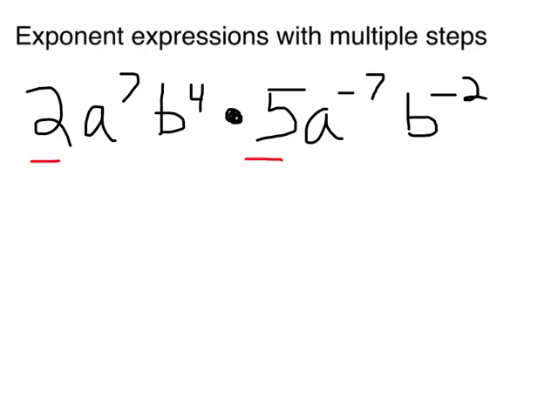I see that the 2 and the 5 are just some constants. I see that I have two different types of variables here. I have a's, and then I have my b's. They both have their own exponents. So I'm going to go ahead and start by grouping them up.